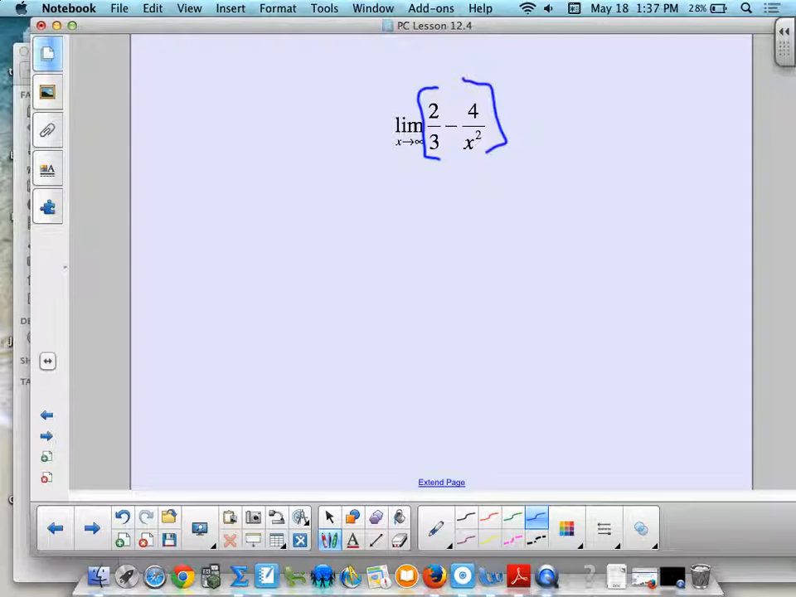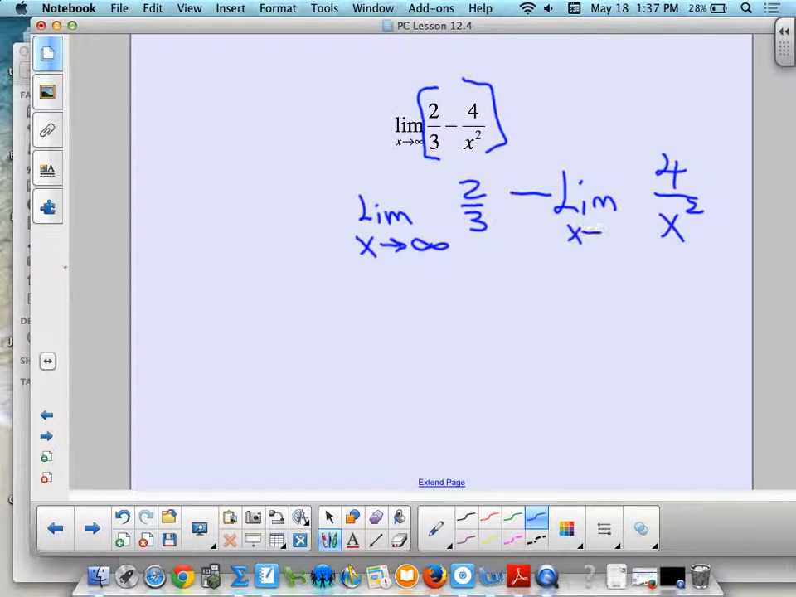Okay. One of the properties said this. If you take the limit of a number minus a number plus a number minus a number, you can split those terms up into individual limits. So you could do this. What's the limit of 2/3 as x approaches infinity minus what's the limit of 4 over x squared as x approaches infinity? So what I'm trying to tell you is when you see the limit of a term plus a term minus a term, just do each term individually.